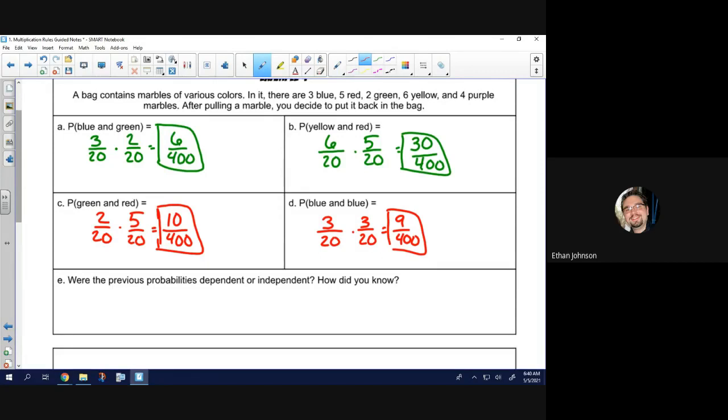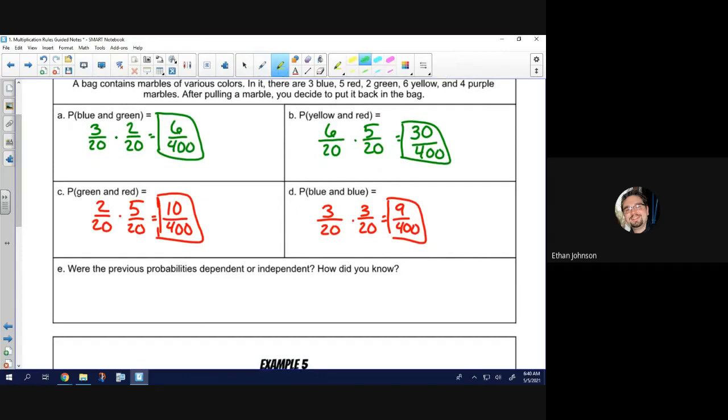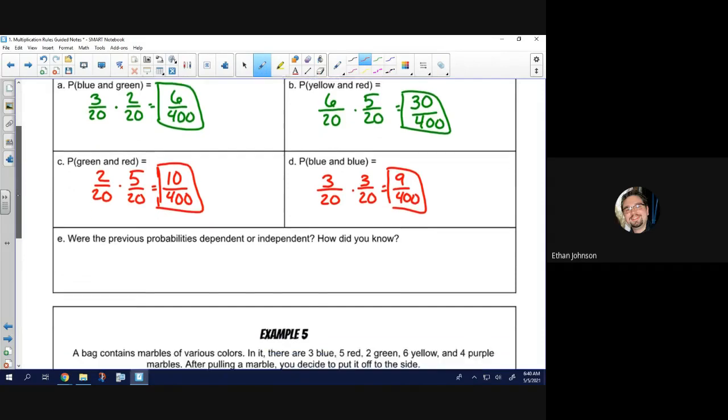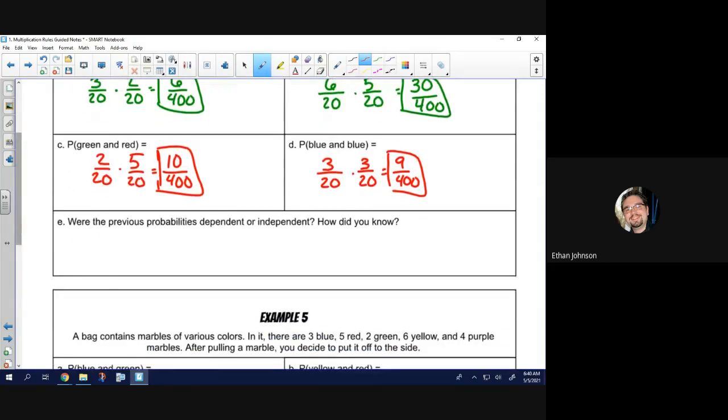And then E, where the previous probability is dependent or independent. And how do we know? Well, because it flat out said after pulling the marble, we put it back. That did not change our second probability, so we can say these are independent. They're independent, we put the marble back.